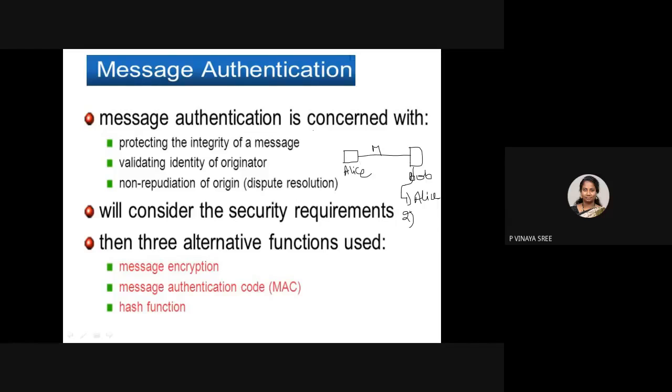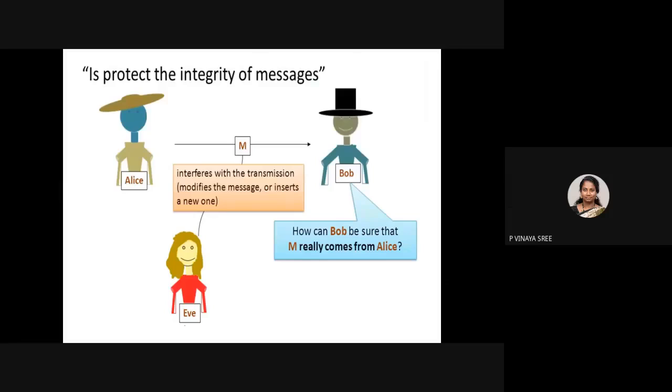See here, you are sending a message. Has that message been modified by Eve? Bob has to know. For that, there are three different techniques existing for providing message authentication. What are those three? One is message encryption, the other is message authentication code, and next is hash function.